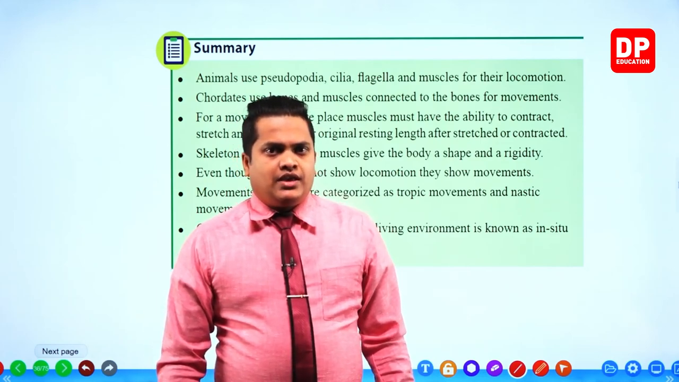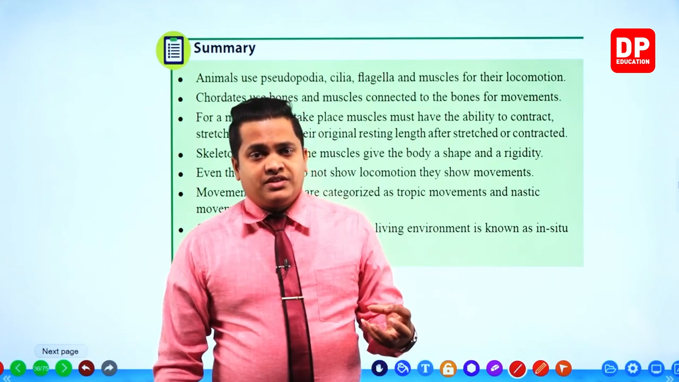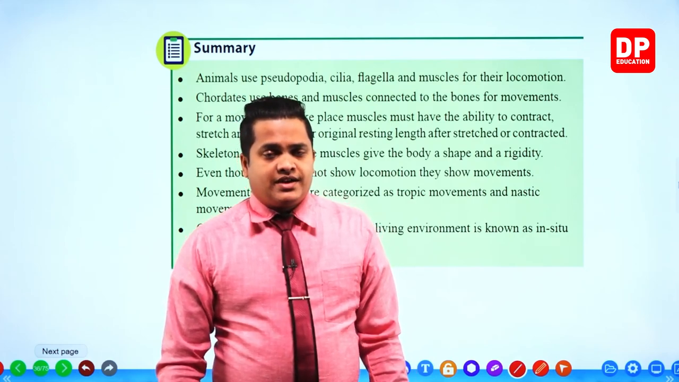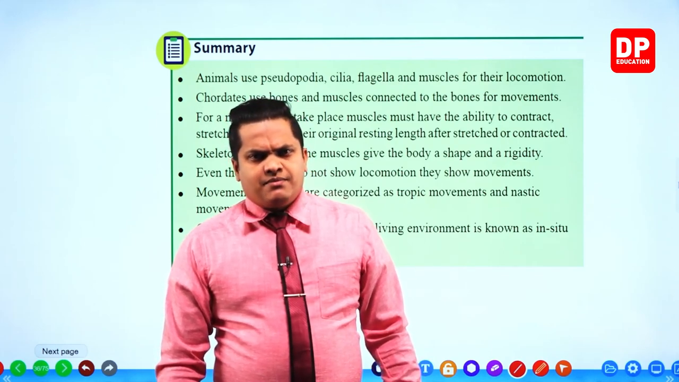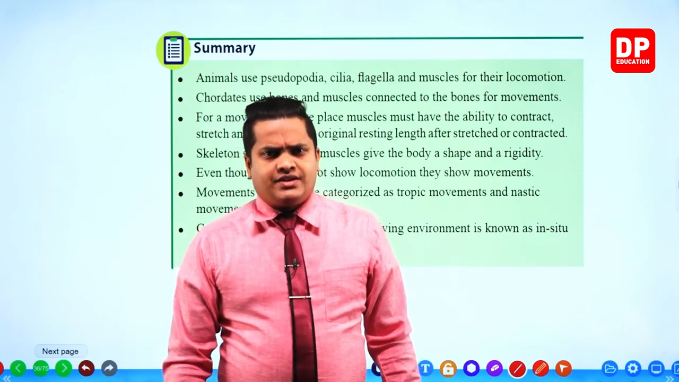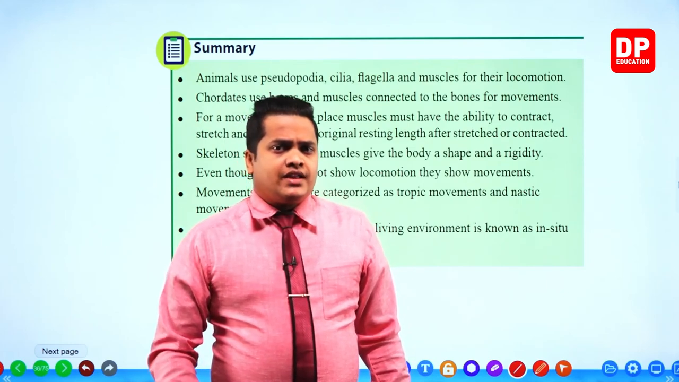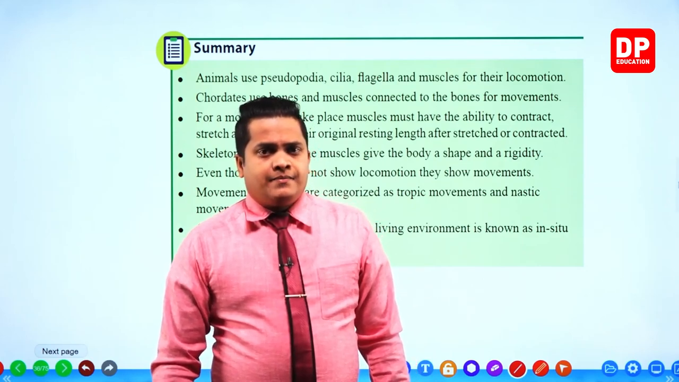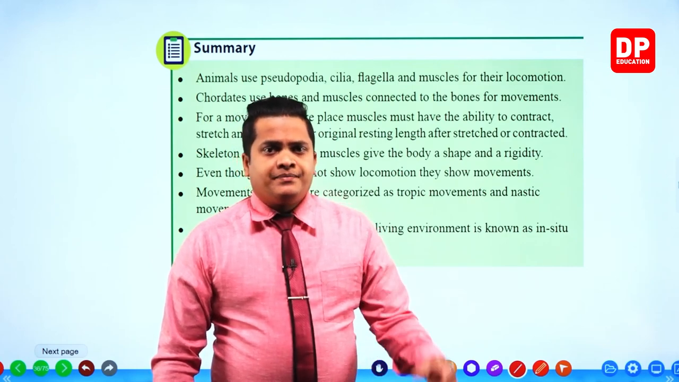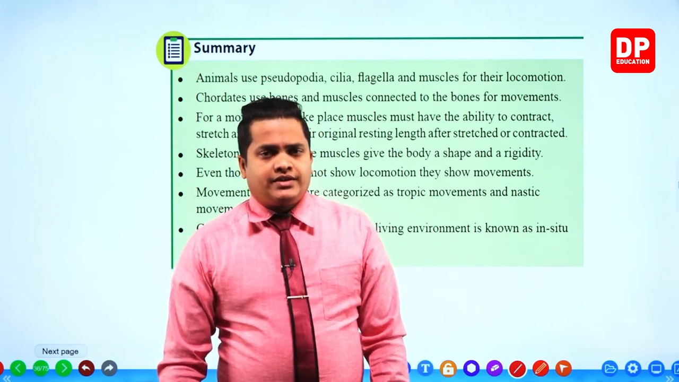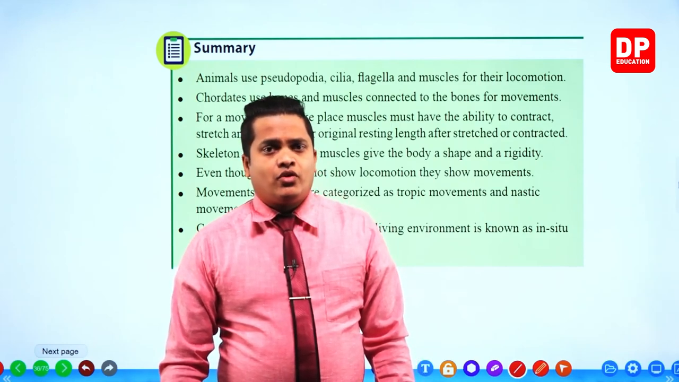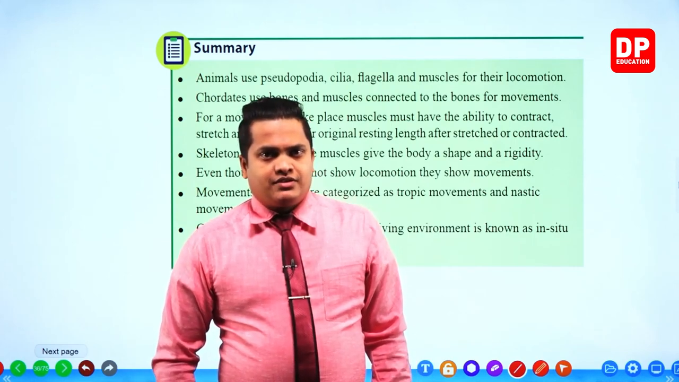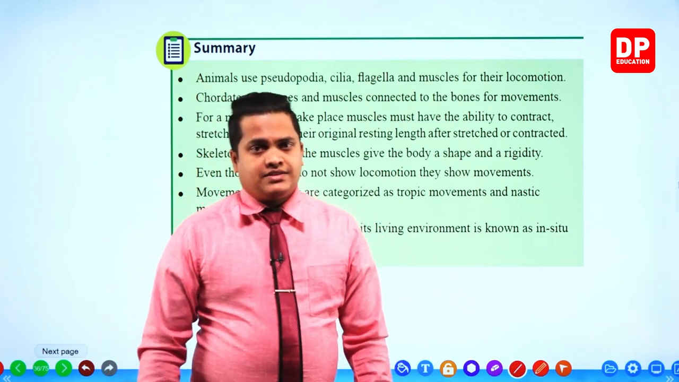Then we discussed movements in plants. There are two types of movements in a plant, tropic movements and nastic movements. We discussed several examples for tropic movements and several examples for nastic movements. Then we studied another special type of movement, which is referred to as tactic movements. Finally, we studied in situ conservation, protecting an organism within its own habitat. These are the key things that we have learned within the lesson part, my dear children. Right now, it's time to discuss the summary of the lesson.